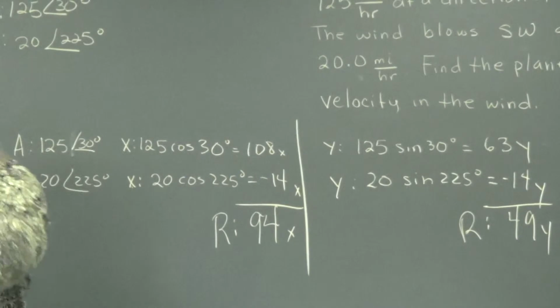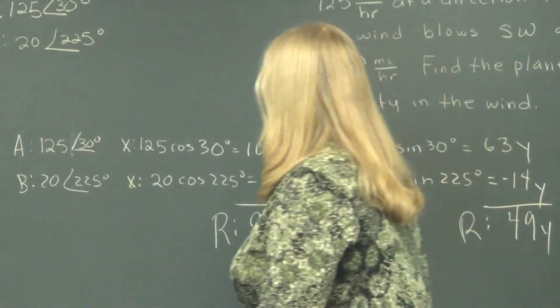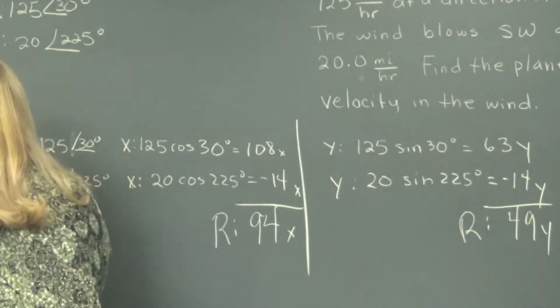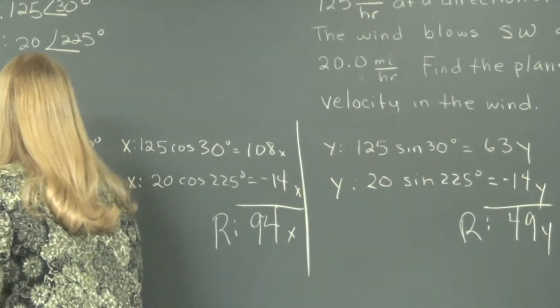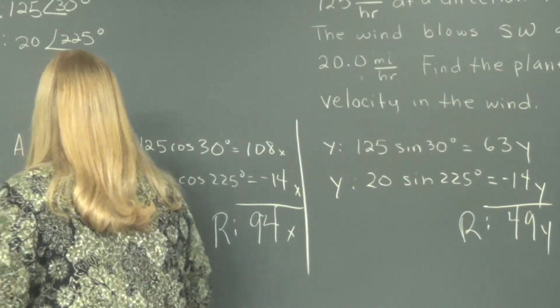Pythag, inverse tan, and adjust. So, when we Pythag it, that's your turn, Hunter. Once you catch up, 94 squared and 49 squared, square rooted.